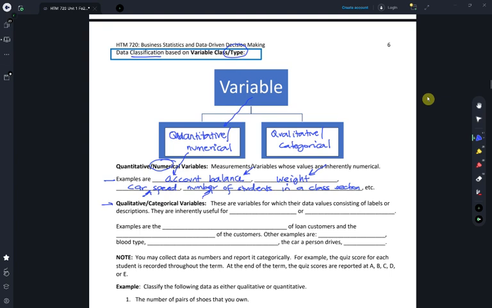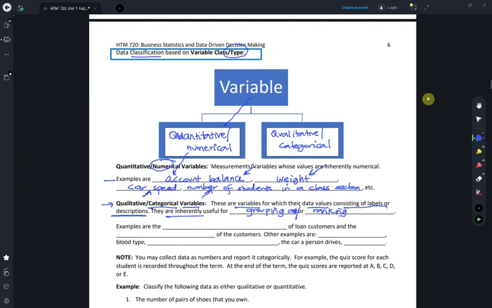On the other hand, we talk about qualitative or categorical variables. These are variables for which their data values are not numbers, but they consist of labels or descriptions. And so they are inherently very useful for grouping, hence the categorization and or ranking.